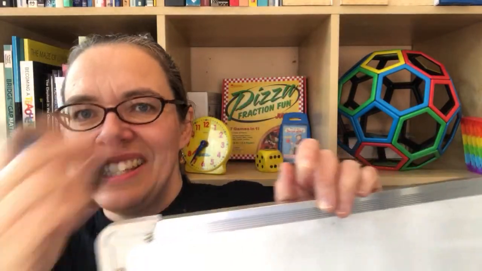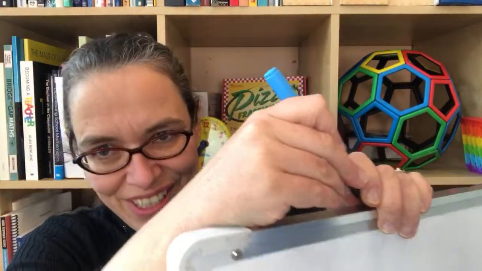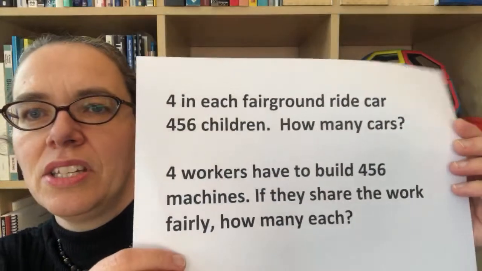If that has just fried your brain, then you're getting a sense of how brain fried children are when they try to deal with division. And it's really important you understand that. Let's just link that into some practical examples. Here's a couple of questions.